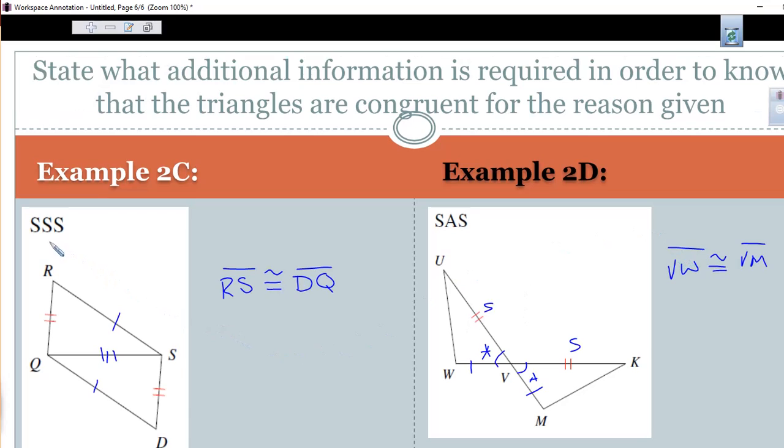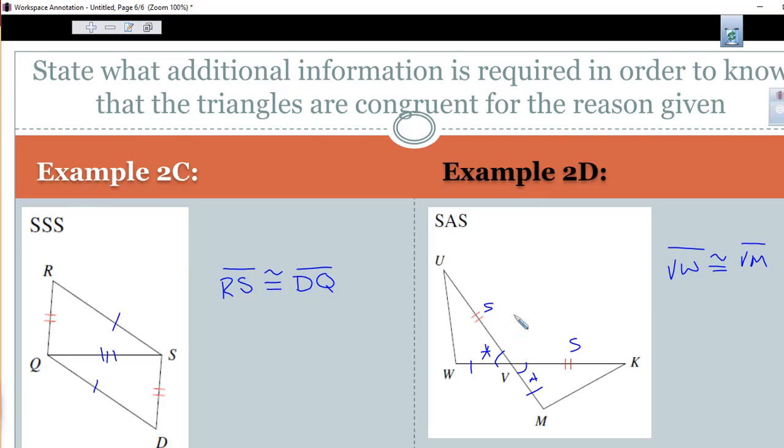All right, so in this one here, we're proving it by side, side, side. We know that QS is congruent to itself by the reflexive property. That means we should have been given that these two sides were congruent. Side RS, which is going to be congruent to side DQ. So remember to put them in corresponding parts. R and D go together, and S and Q go together. So RS is congruent to DQ.